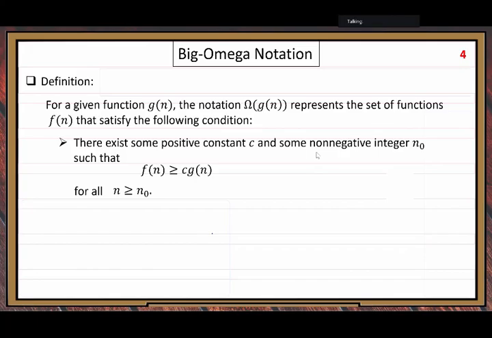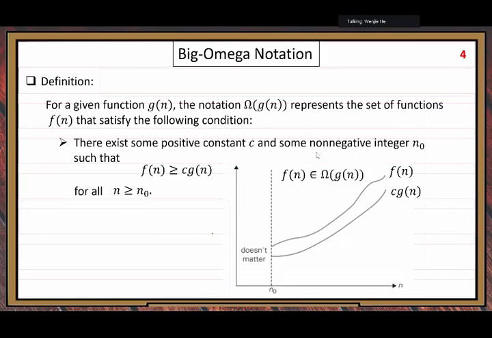Then the graph. This time the c constant multiple curve is below the curve of the f function. There is also a vertical line we need to choose. We can move this vertical line, but we want to make sure the lower bound inequality holds after it. That's the big omega notation, the lower bound case.